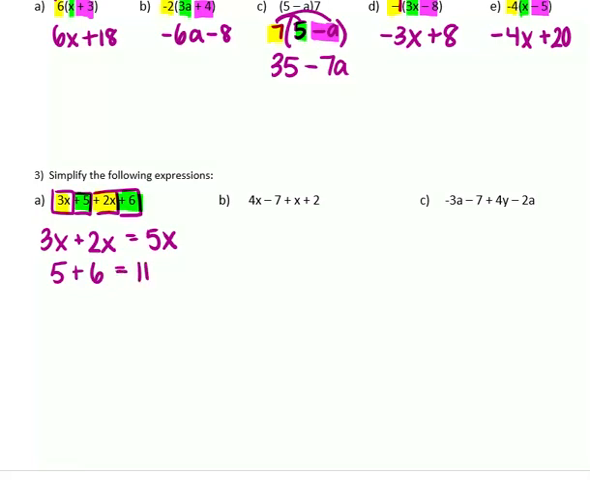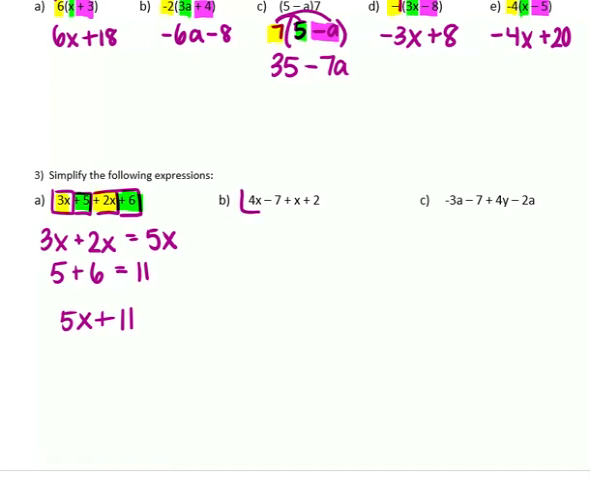And now I just have to put them together in my final expression. So it would be 5x. And even though it's a positive 11, and normally I wouldn't put the plus, because I'm putting the two pieces together, I need to include the plus 11. Once again, not like terms, cannot go any further than that.